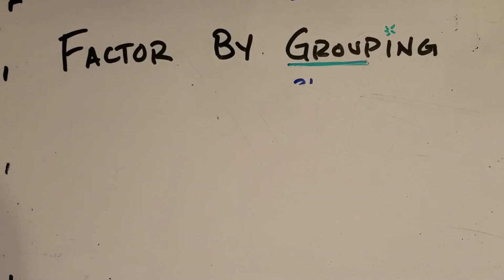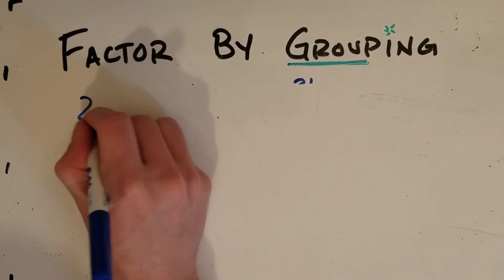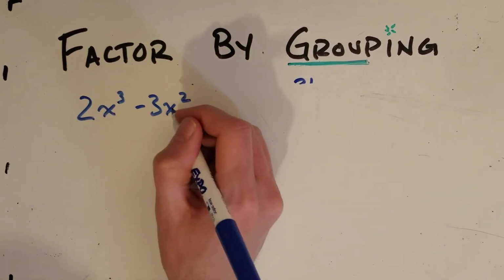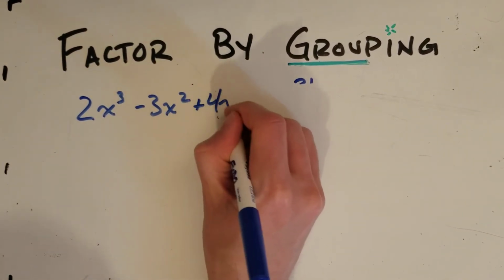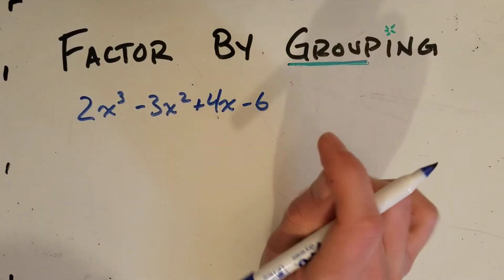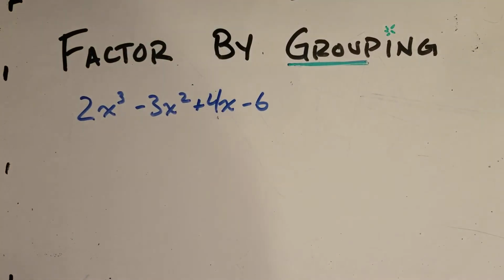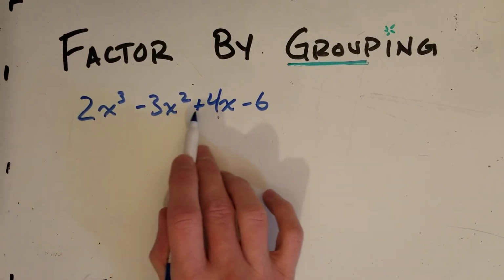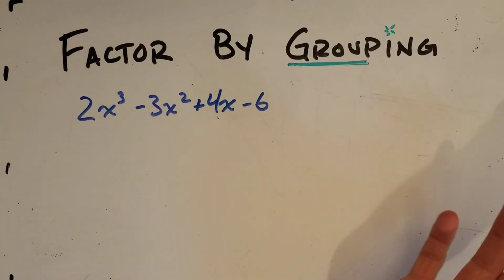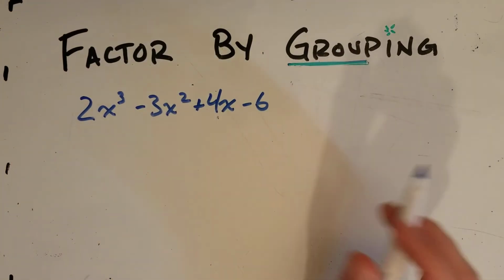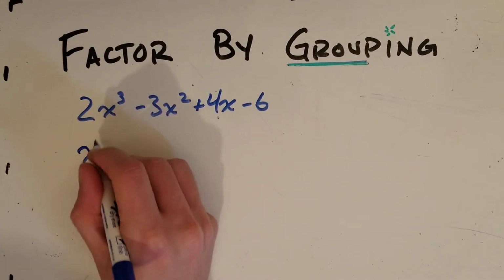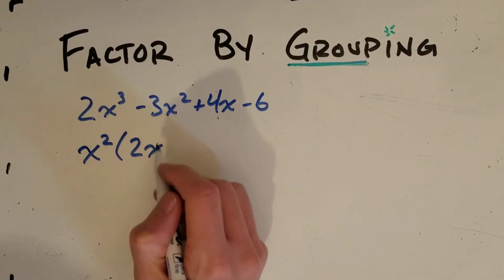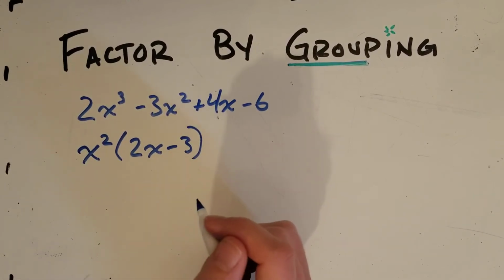So our next one, we have 2x cubed minus 3x squared plus 4x minus 6. So first thing you should look for, GCF. Is there any GCF amongst all the terms? There is not. So let's go to grouping because we have 4 terms. First 2 terms, I notice there's an x squared in common. So I'll be left with 2x minus 3 when we factor.